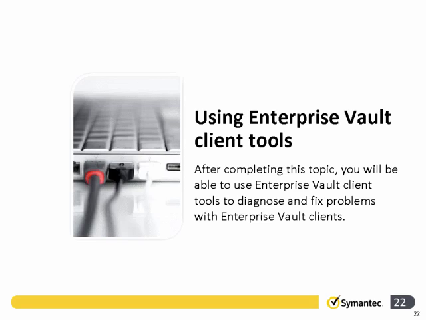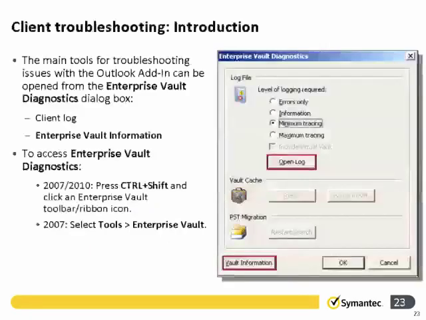So we want to look at some of the tools that are available on the client to help us troubleshoot problems. First, we're going to look at the Enterprise Vault Diagnostics tool. The Enterprise Vault Diagnostics tool allows you to set up logging on the client and actually view the log. You also have certain configuration settings associated with Vault Cache and PST migration. We're not going to get into those in this particular introduction to troubleshooting.